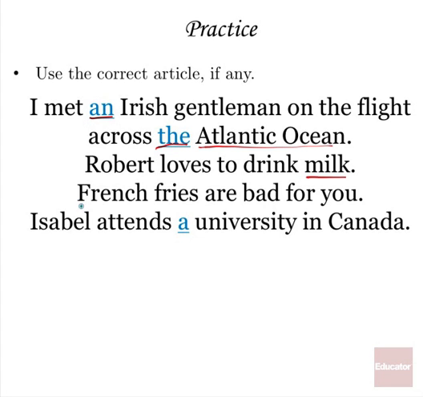French fries are bad for you. Again, French fries, no article. We're just speaking generically. Dogs chase cats. And Isabel attends a university in Canada. It's a, not an, because even though university starts with a U, when you pronounce it, it makes that y sound. That's a consonant sound, so you say a university. You don't say the university in Canada because there's more than one, presumably. And that's it for this lesson.